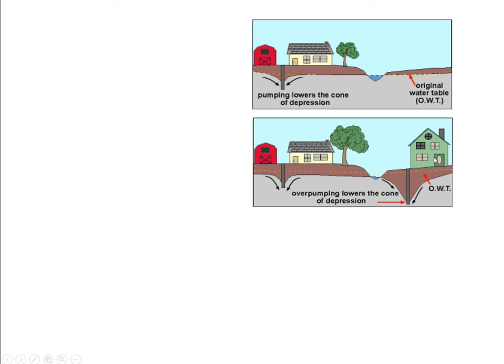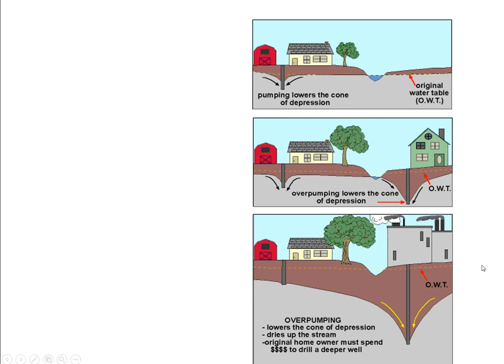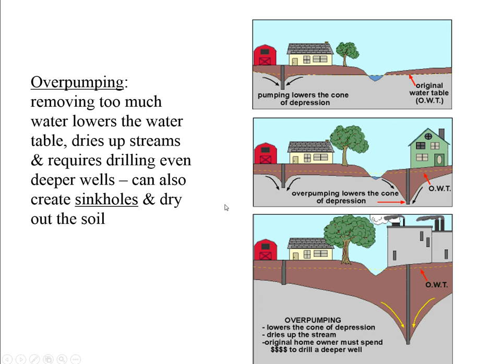Here we have another one, a farmer pumping water, and Bill Gates moves in across the stream, and he pumps out a bunch more water for, who knows, a bunch of pools and fountains and stuff, and the water table drops, the stream gets lower. Yes, I know the tree is getting bigger. That's because years are going by. Then a factory moves in instead, and that really drops the water table. So overpumping removes too much water, allowing the water table to dry up. The water table drops, the streams dry up, and it can create sinkholes and dry out the soil.